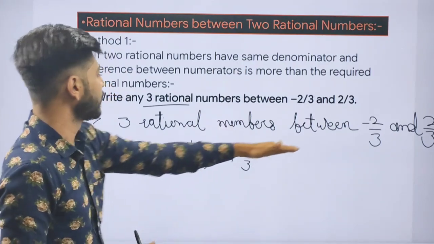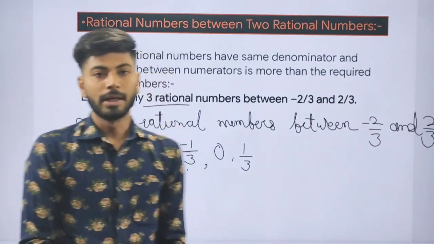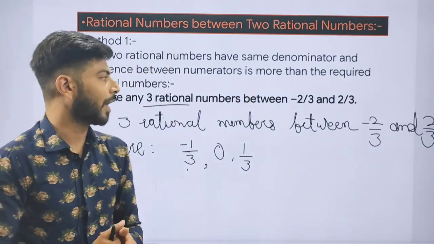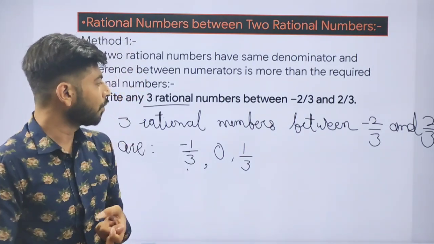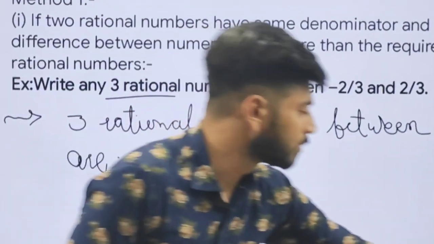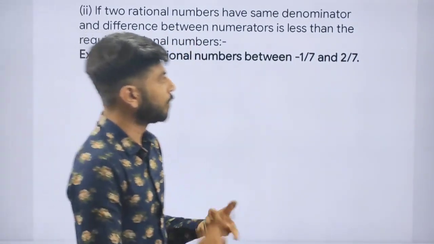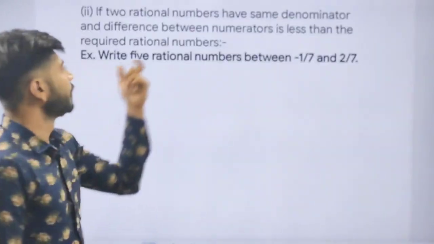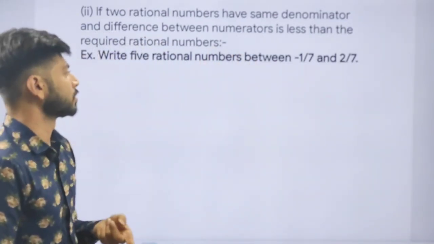So we got directly the answer because the difference between numerators is more than the required rational numbers and denominators are same. Now next case, in this case, if two rational numbers have the same denominator and difference between numerators is less than the required rational numbers.